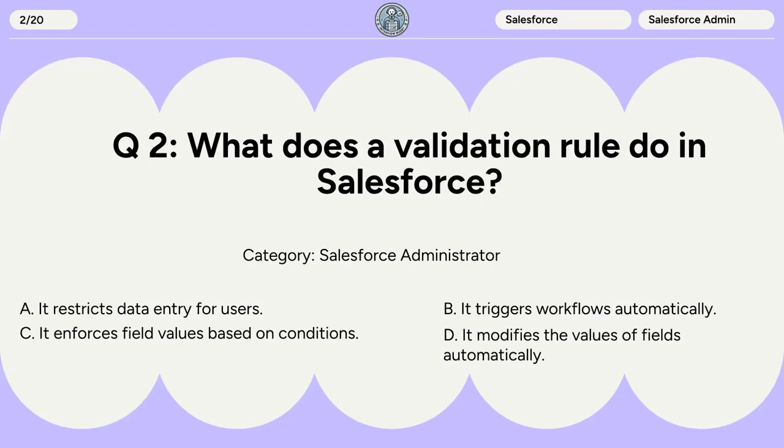Question 2. What does a validation rule do in Salesforce? A. It restricts data entry for users. B. It triggers workflows automatically. C. It enforces field values based on conditions. D. It modifies the values of fields automatically.